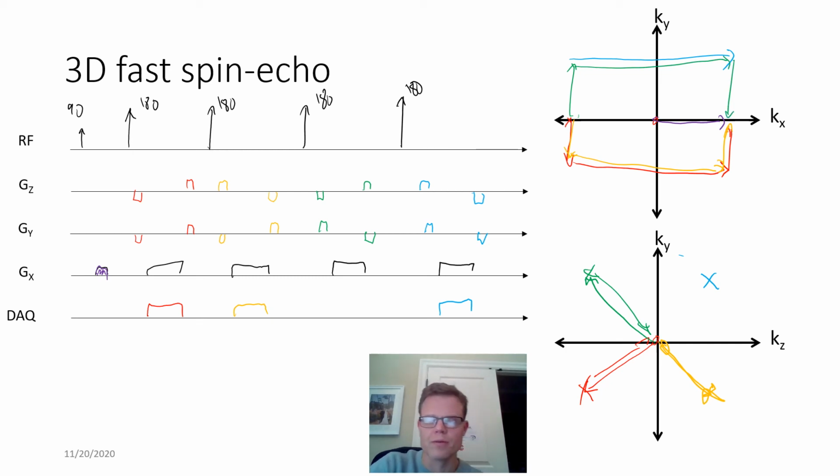And so what we're illustrating here is we're covering this 3D k-space, okay, with 2 dimensions of phase encoding indicated by the X's in the bottom right here, and then frequency encoding in the 3rd dimension here.